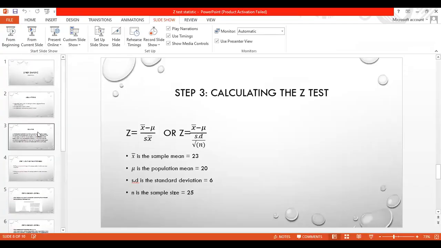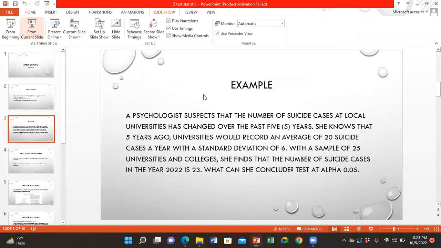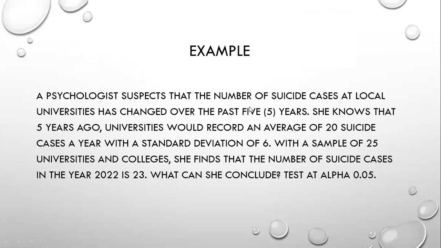When you go back to the example, you see that the psychologist suspects that the number of suicide cases at local universities has changed over the past 5 years. She knows that 5 years ago, universities would record an average of 20 suicide cases a year. So already we are told that 5 years ago, the average number of suicide cases was 20. So that's our population mean, which is the average or the mean that existed before we started this research, like I explained earlier on. The population mean is the average that we know before we even start our research.